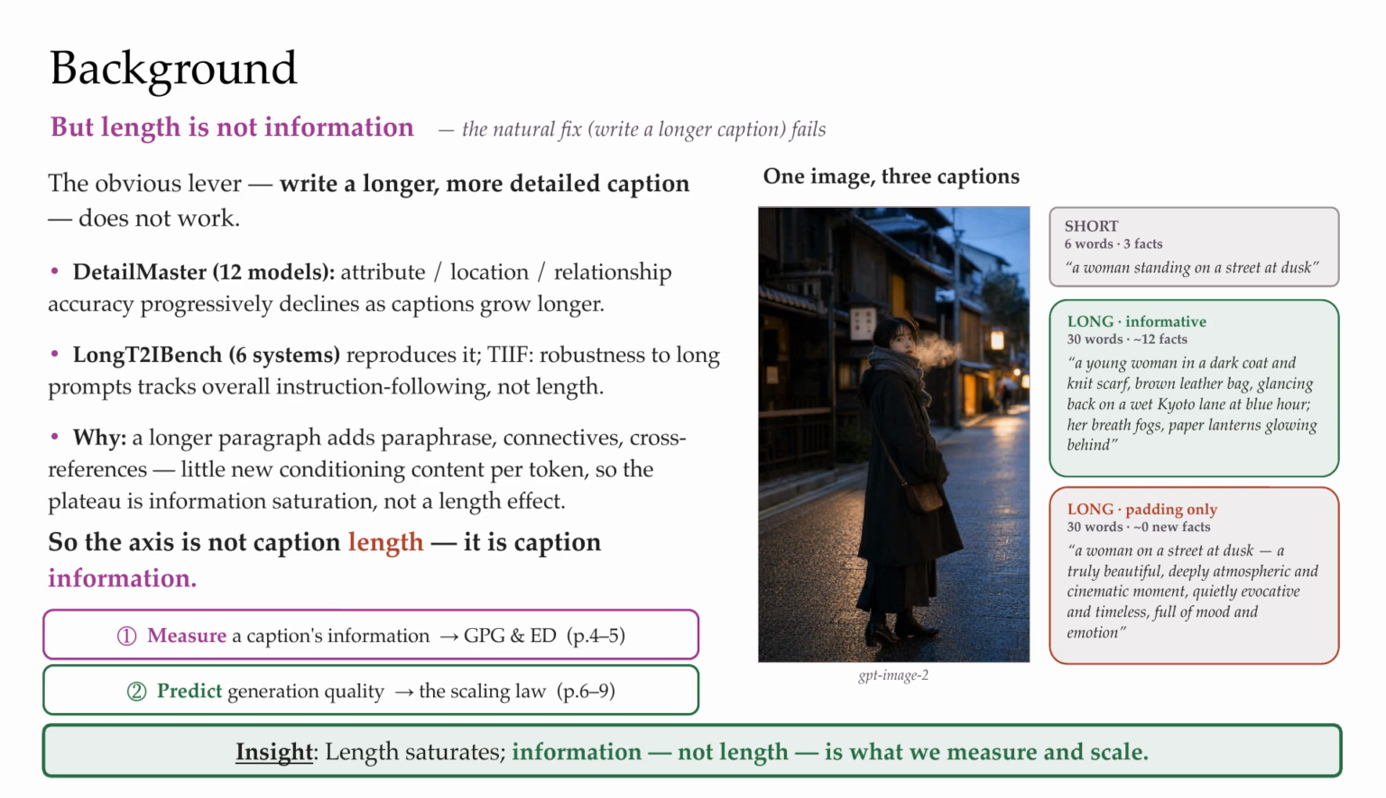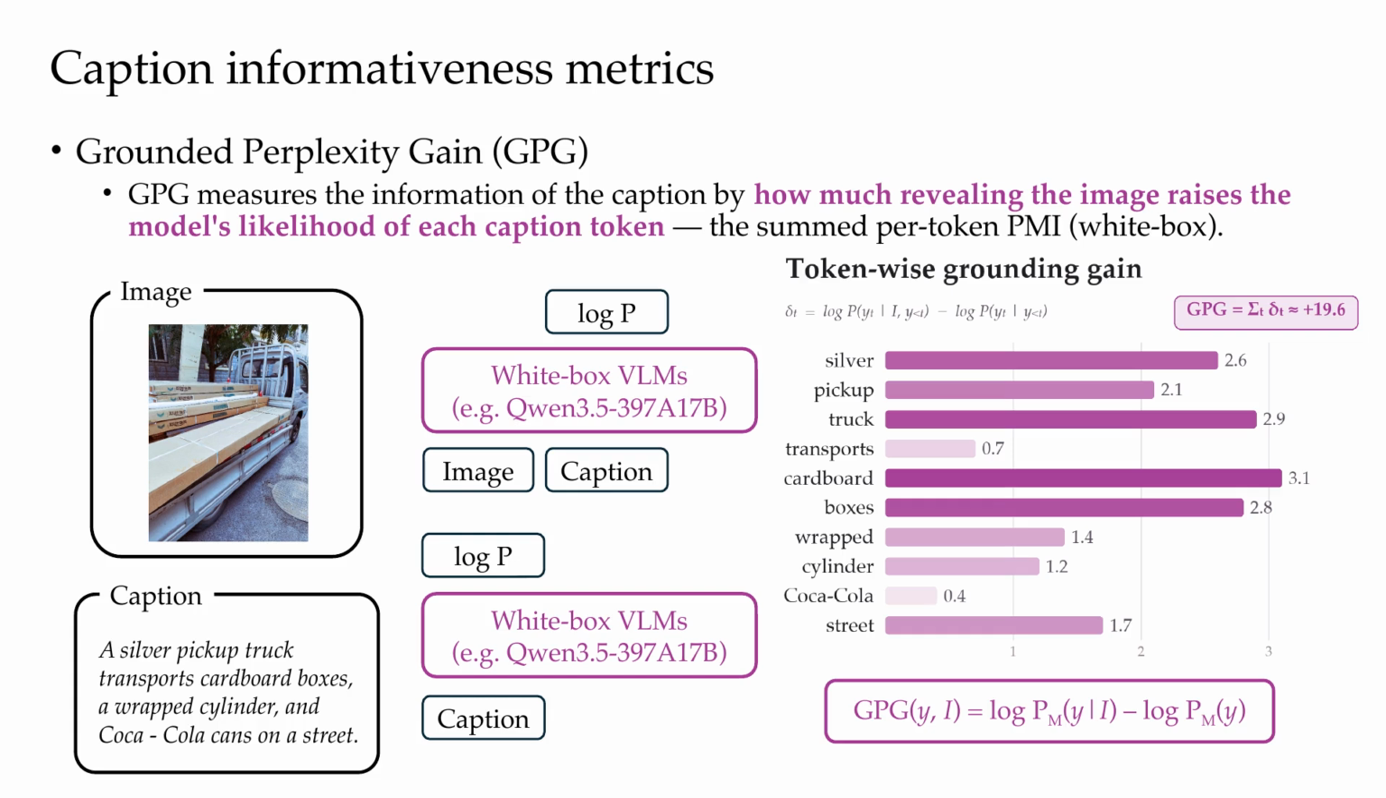So we measure information. 2 independent ways, and here's the first. Grounded perplexity gain scores every caption token under a frozen vision language model, once without the image and once with it. Whatever the likelihood rises by is information the image supplied. Summed over tokens, that's GPG. But it needs token log probabilities, so it only works on open models.